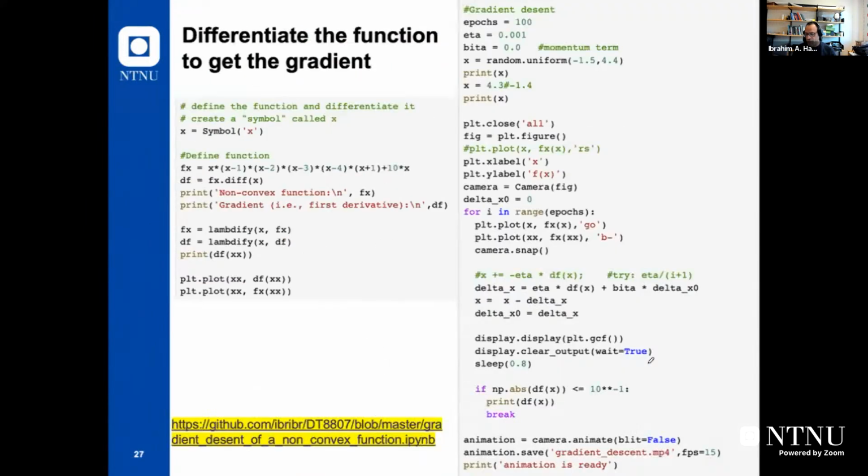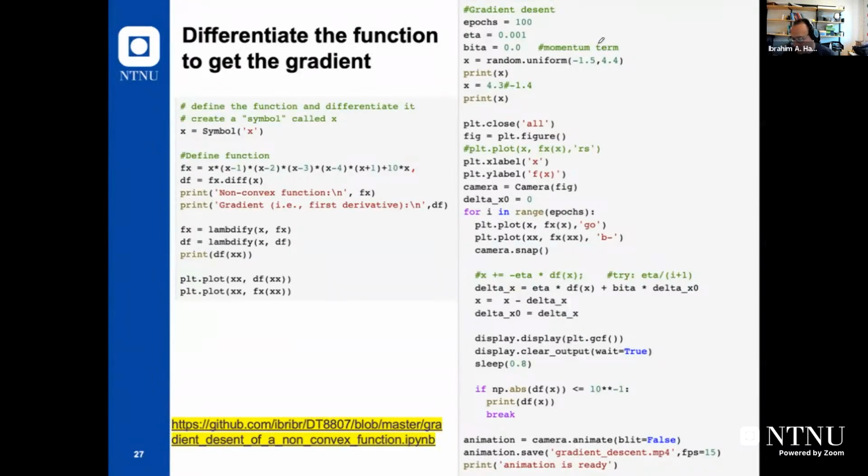So let us try to differentiate this function. This is my f of x function, which is a complex function. Let us differentiate it, and after that try to implement the momentum term. As you can see here in the code, I try to plot it first.